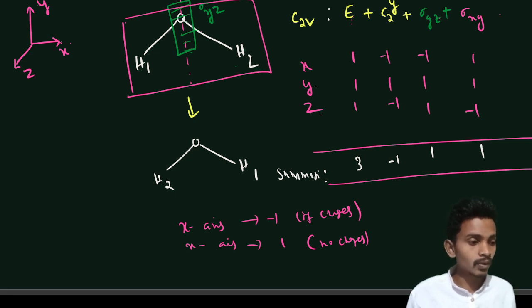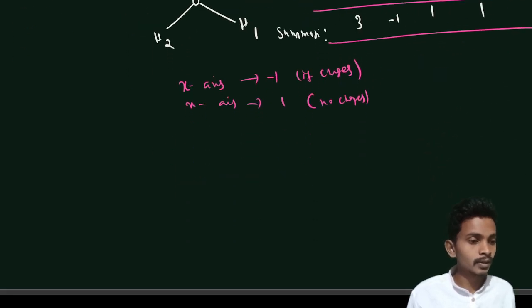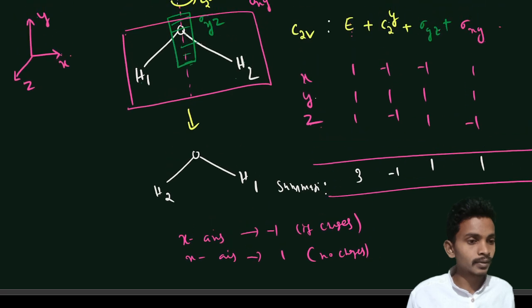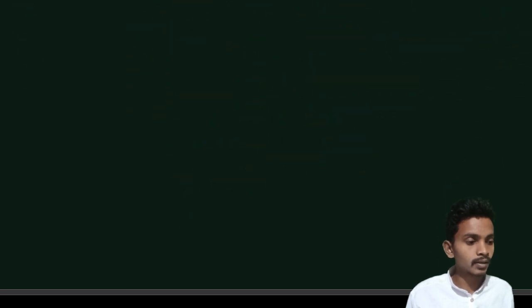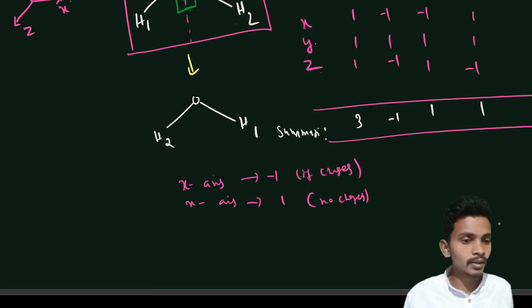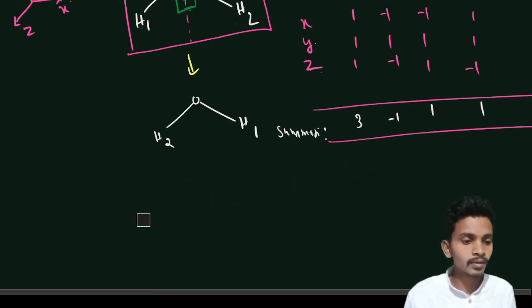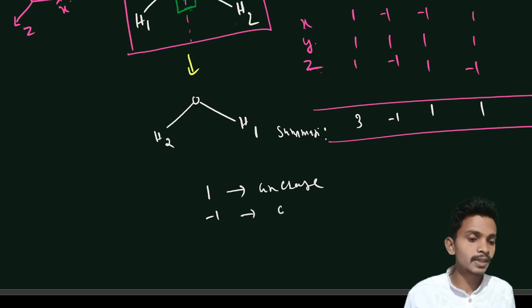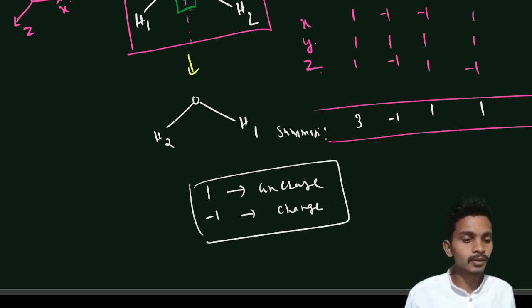Okay, so this way, or we can say that x-axis here, 1 represents unchanged, and minus represents change. Okay, so this is the other one way.